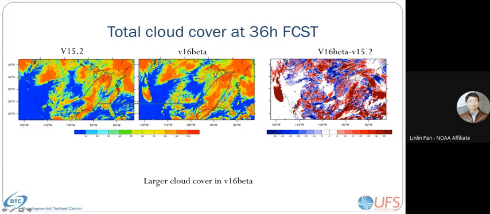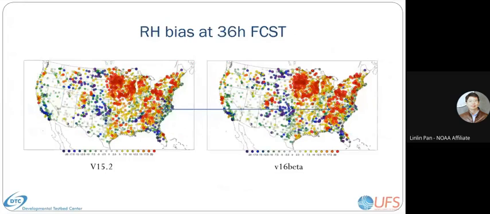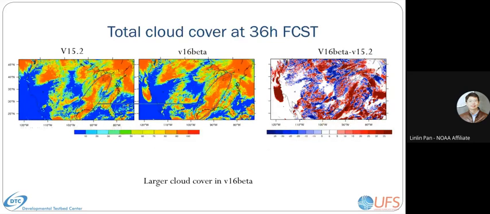This is also consistent with the surface RH. This is surface RH bias. The left is V15.2, then V16 beta. So yeah, that's all. Thank you.